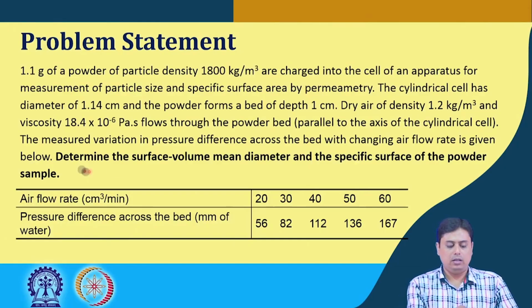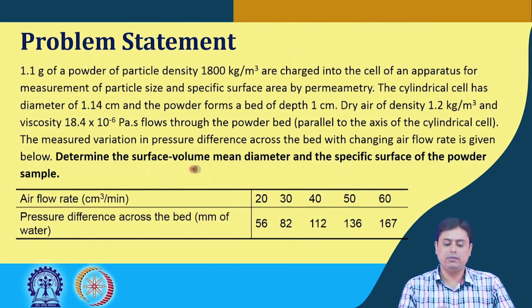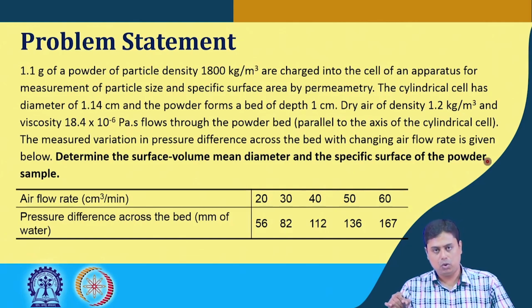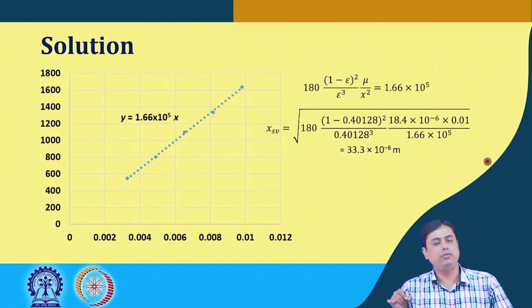So, here the first part is answered, to determine the surface volume mean diameter, and now the specific surface of the powder sample. Okay. So, specific surface of the powder sample, if you remember, how do we calculate that?